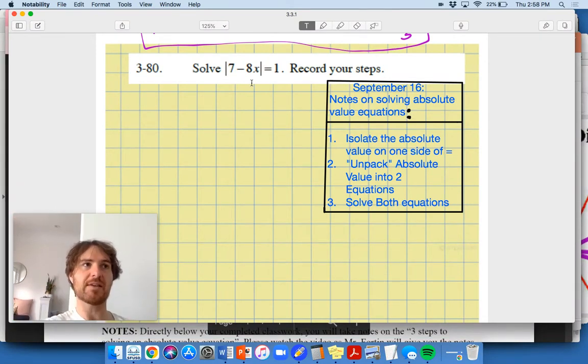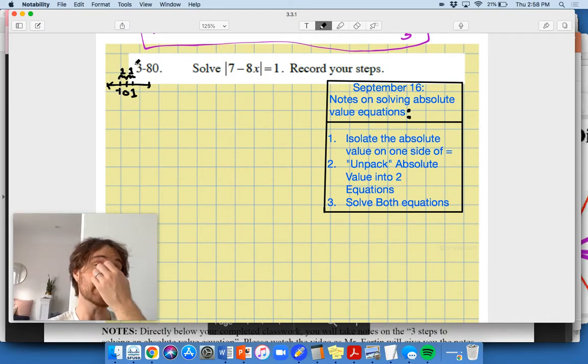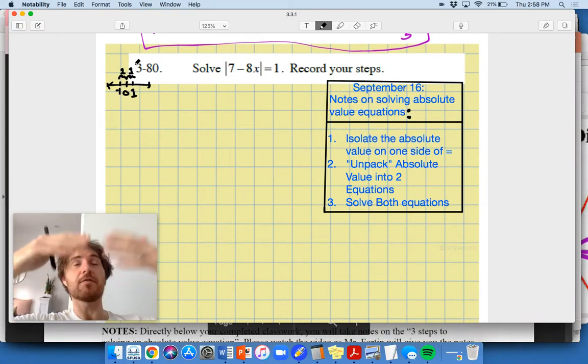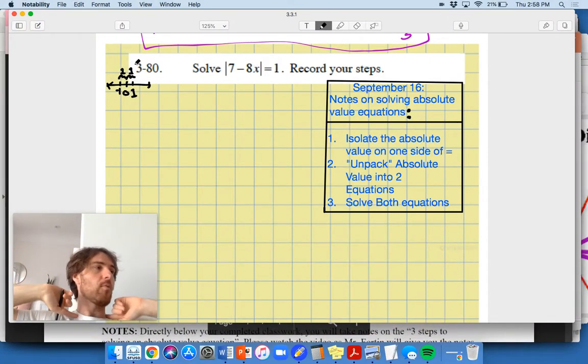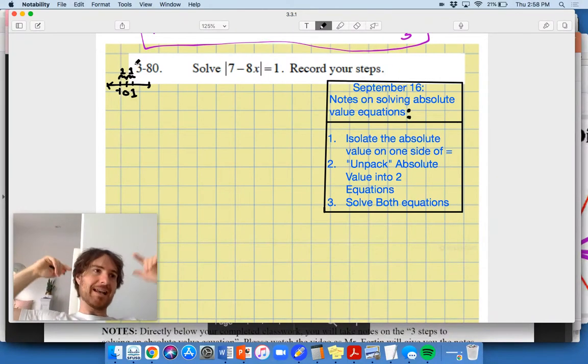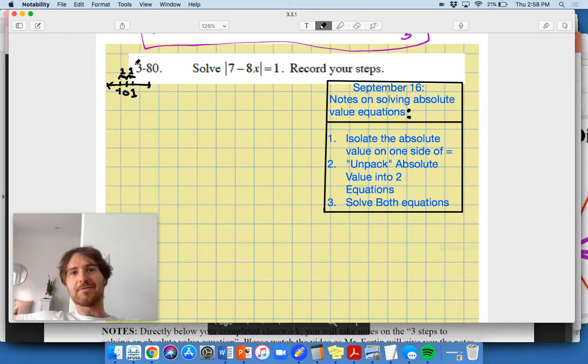Okay, so what do we know about 7 minus 8x? Well, its distance from 0 is 1. How many numbers on a number line have a distance from 0 of 1? On a number line, these are the two numbers that have an absolute value of 1. Positive 1, its distance from 0 is 1 unit. Negative 1, its distance from 0 is 1 unit. Remember, distances are always positive. If you go backwards, you're still covering distance, right? There's no such thing as negative distance. I'm always 3 feet away from something, 2 feet away, 6 feet away. I'm never negative 2 feet away or negative 6 feet away from something.